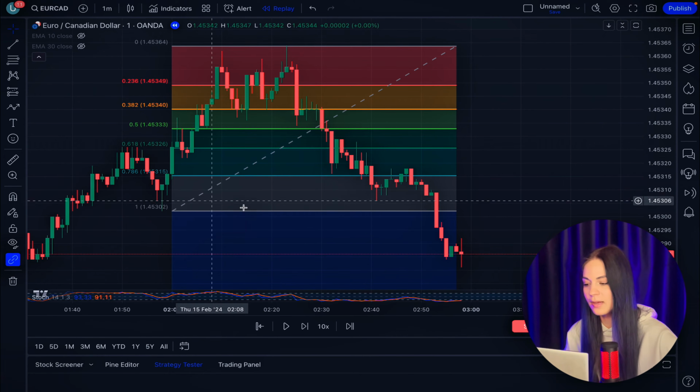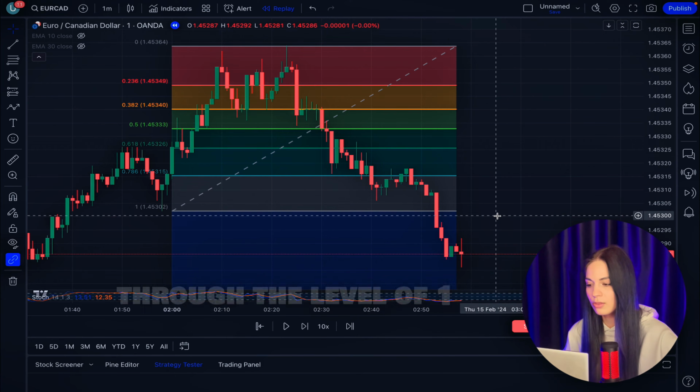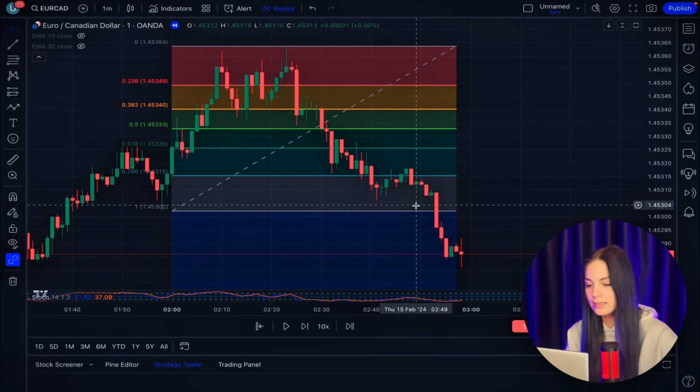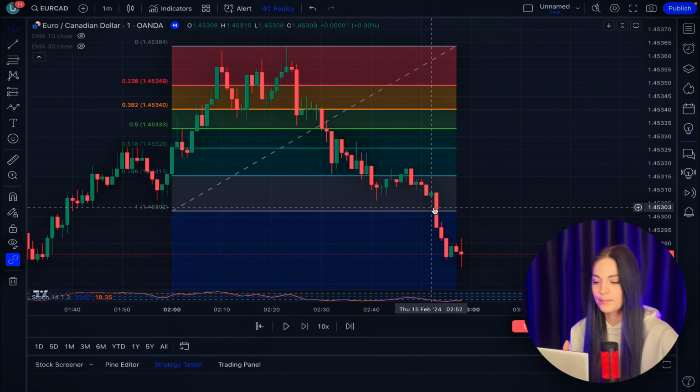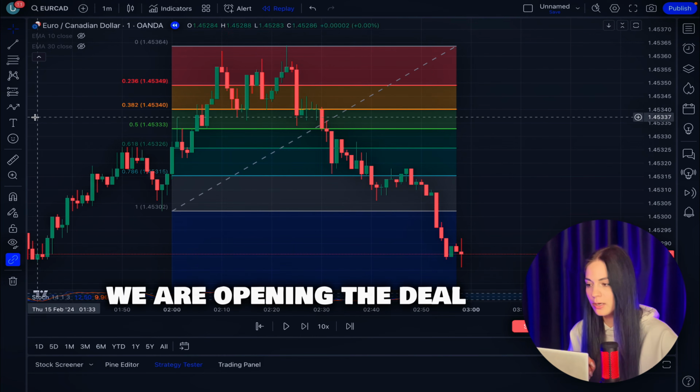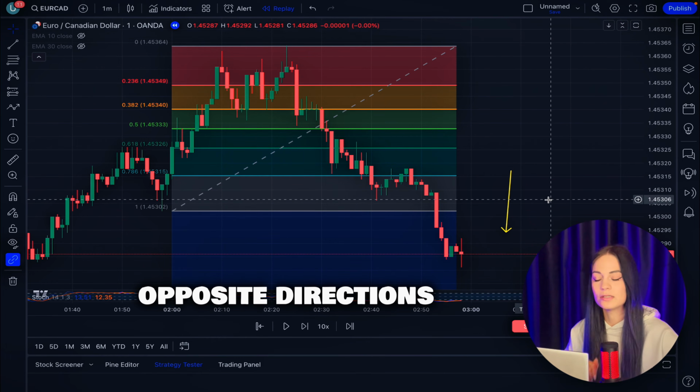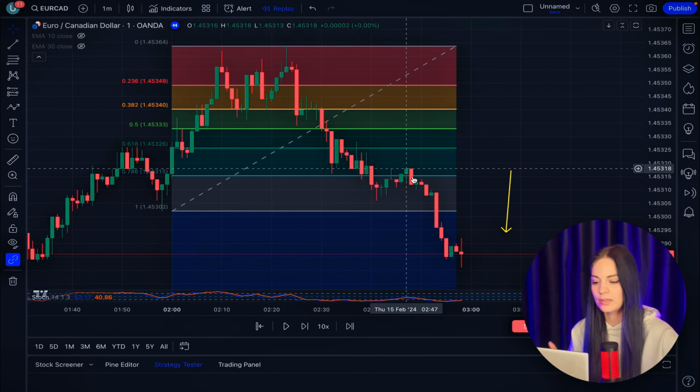But we still see that the price is going through the level of 1. What do we do in this case, when the price is breaking through the bottom level? Scenario number 1, we are opening the deal in the complete opposite direction. So in this case, open the deal for a downtrend.